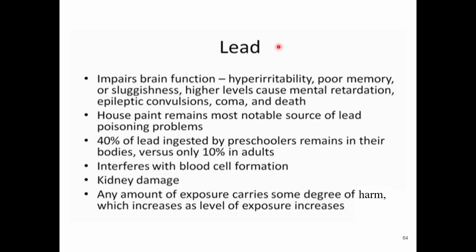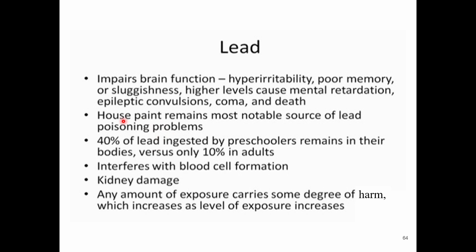So this is one of six substances, and one more is lead. Lead basically impairs brain function, and it results in hyperirritability, poor memory, and sluggishness, that is slowness. Higher levels cause mental retardation, epileptic convulsions, coma, and death. The house paint remains the most notable source of lead poisoning problems. So most of the lead poisoning problems come basically from house paint.